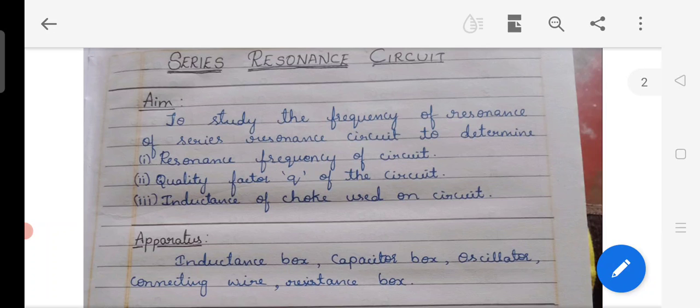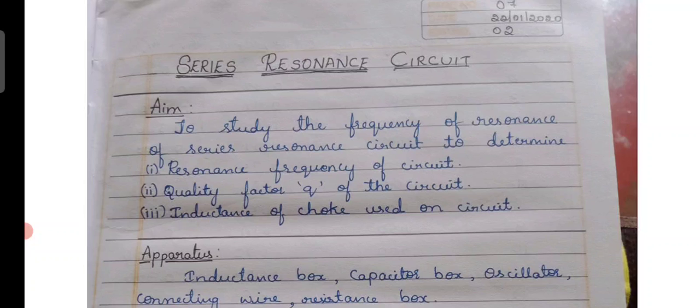Quality factor is nothing but the sharpness of the resonance curve. If we take the final observations of this experiment and plot a graph, you are going to obtain a sharpness, which means a peak value is going to be obtained at a particular frequency. That range is known as the sharpness of the curve. The sharpness of that resonance curve is known as quality factor.